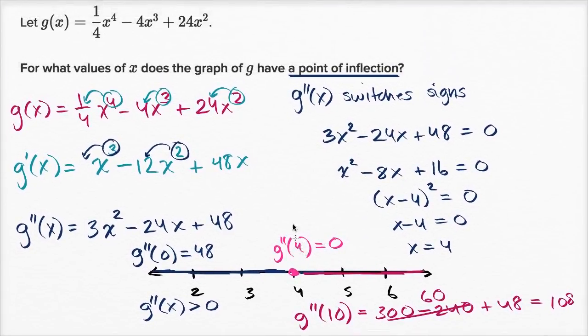So going back to the question, for what x values does the graph of g have a point of inflection? No x values. And I'll put an exclamation mark there just for drama.